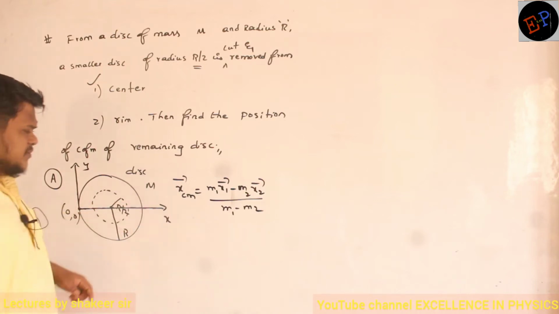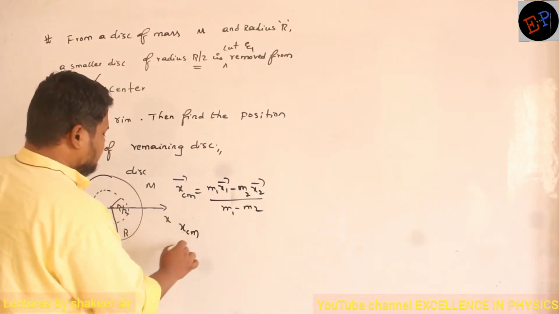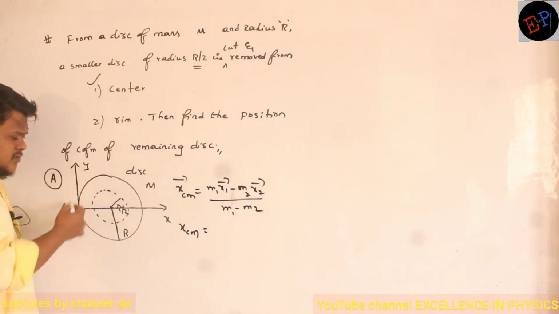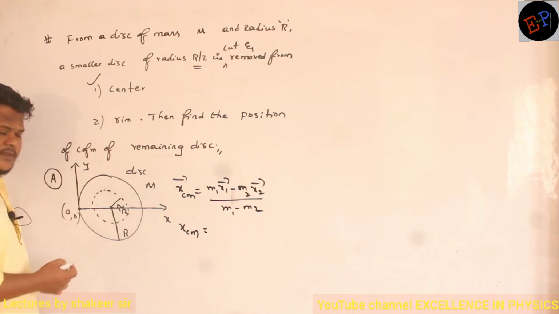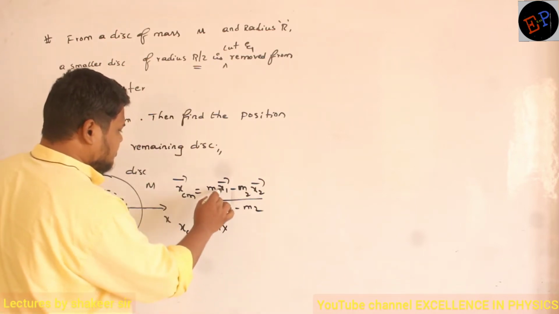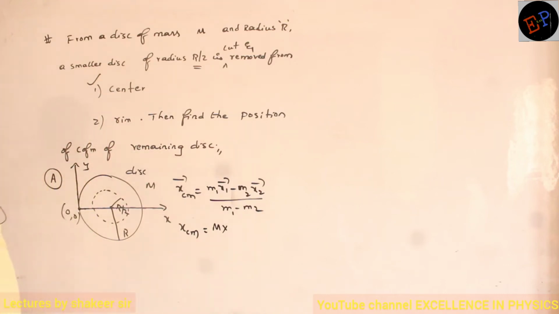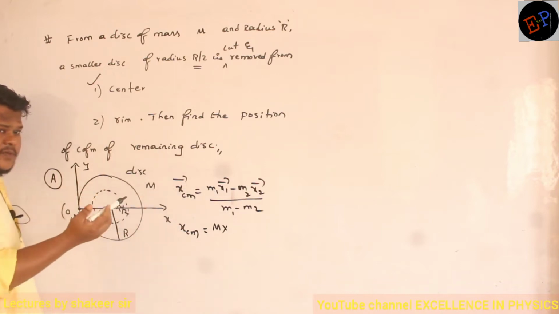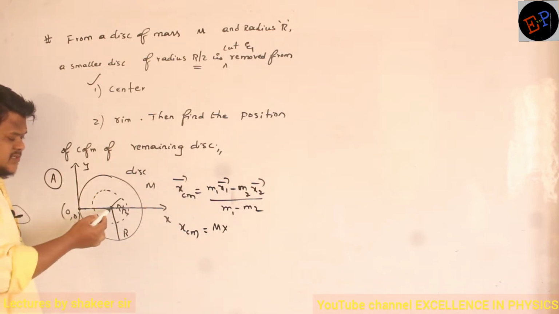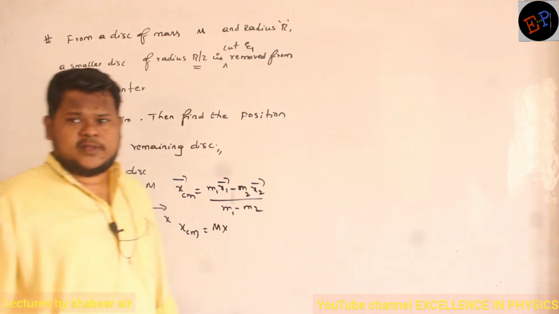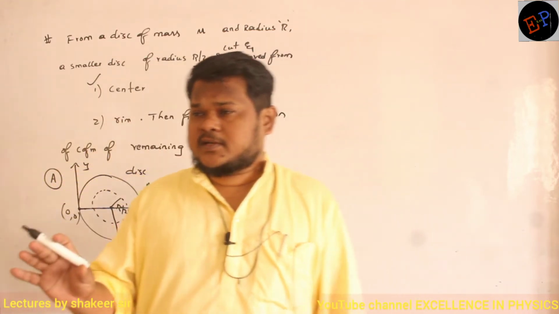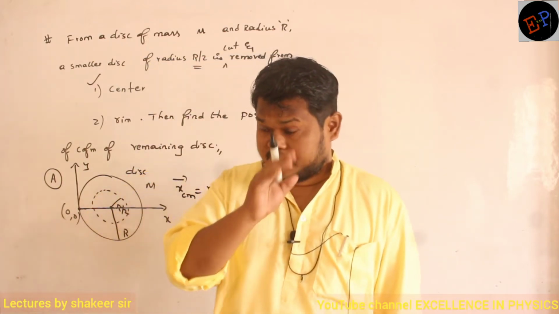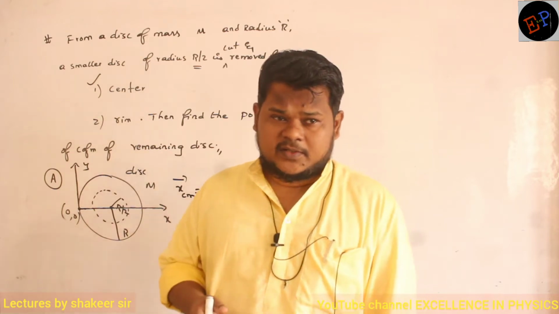Understood? Now substitute. So x center of mass equals mass. What is m1? M1 is the mass of the total body, capital M. Then what is its position of center of mass? The center of mass of the original body, x1 dash. It will be exactly at its geometrical center. Why? This is a regular body. For regular bodies, where will be the center of mass? Exactly at its geometrical center.